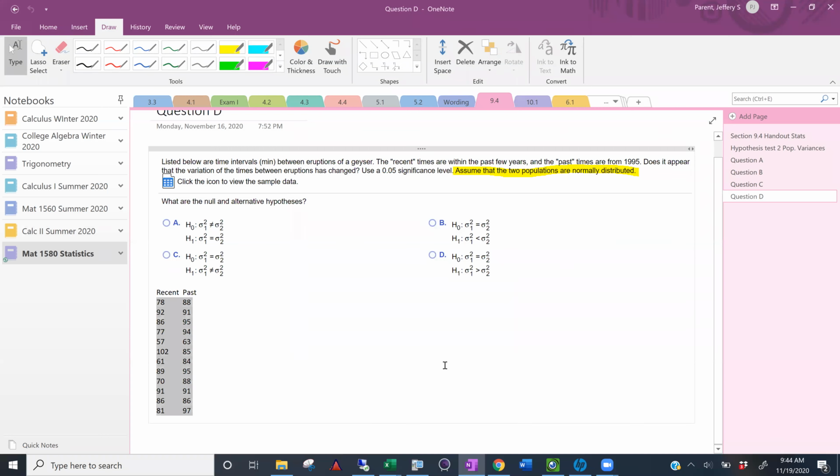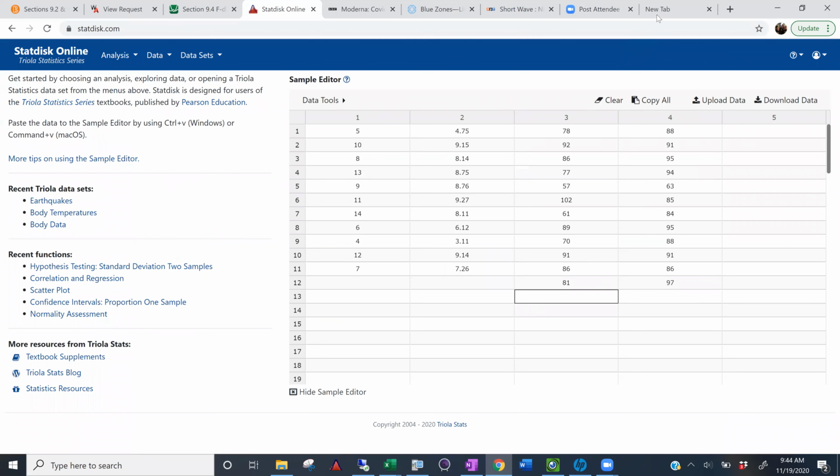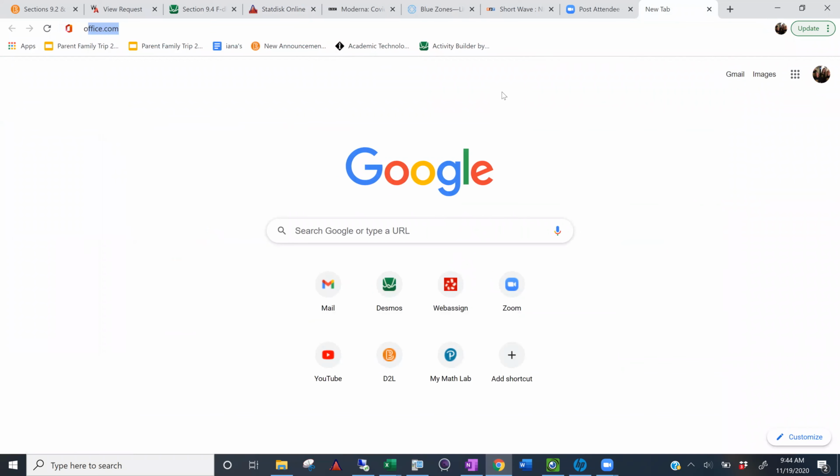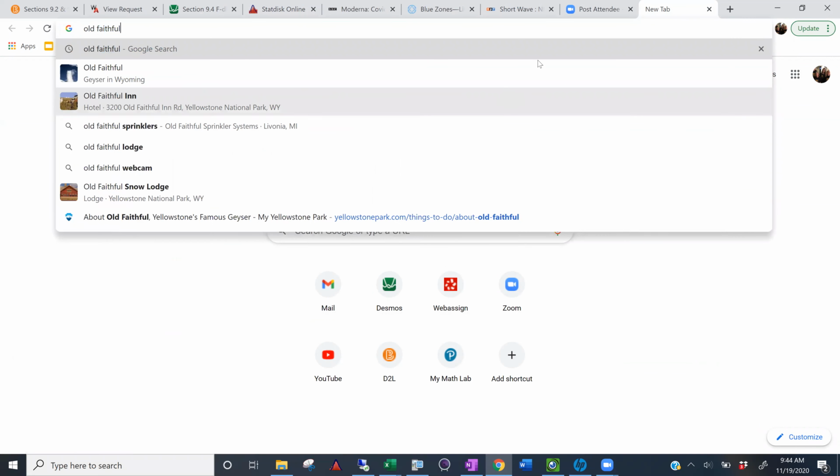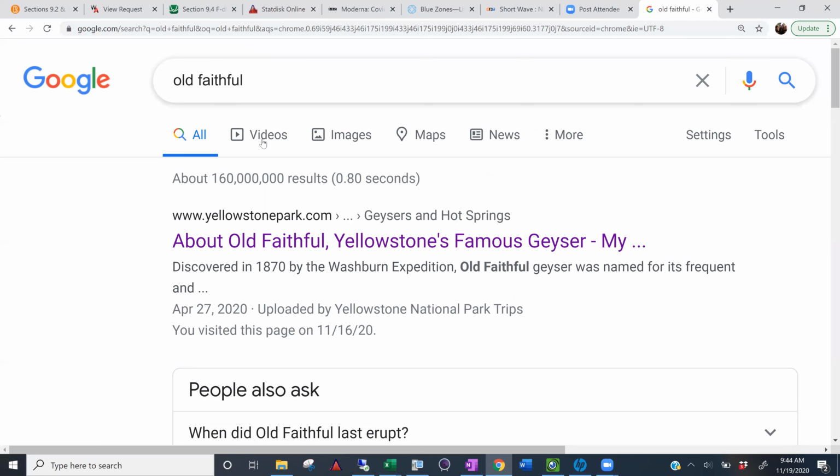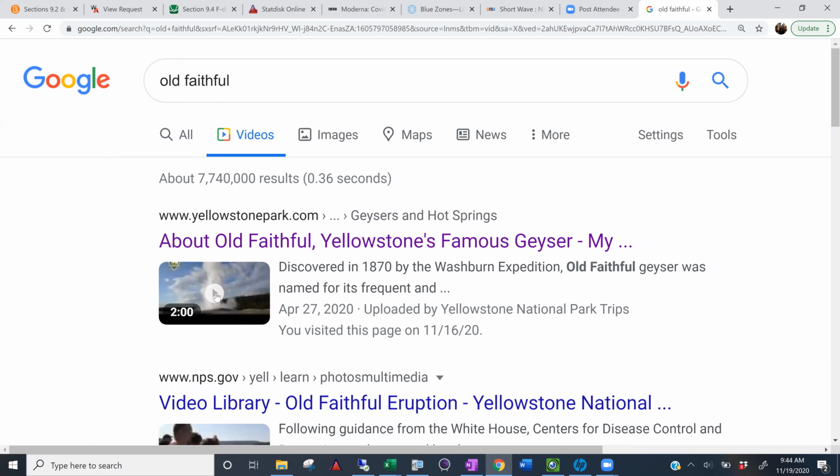Let's go back here. So listed below are the time intervals between eruptions of a geyser. You know, I just don't know why they're afraid to say Old Faithful. I don't know. They denude all these problems of anything colorful at all. But if you ever get a chance to go to Yellowstone, it's really worth it.